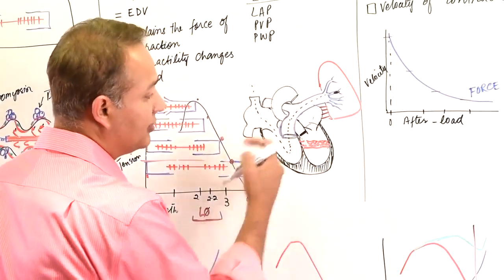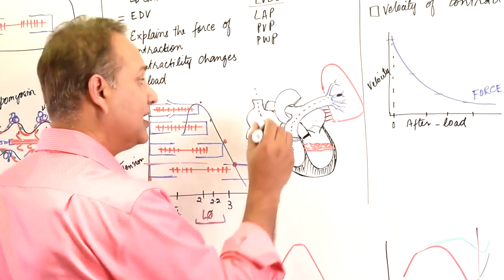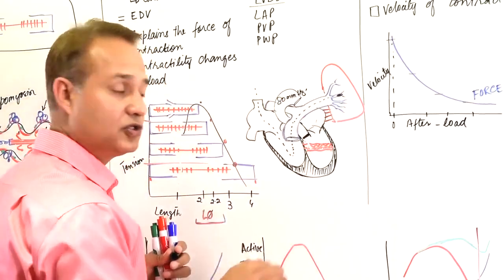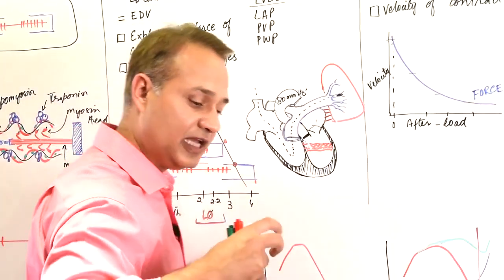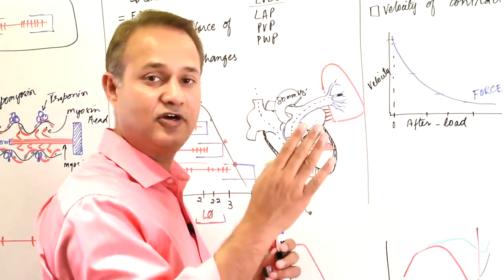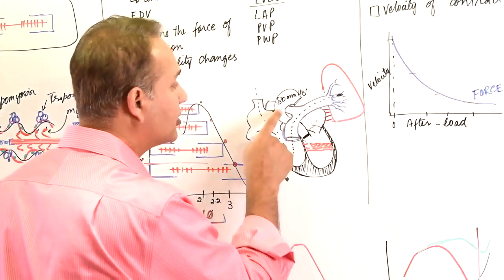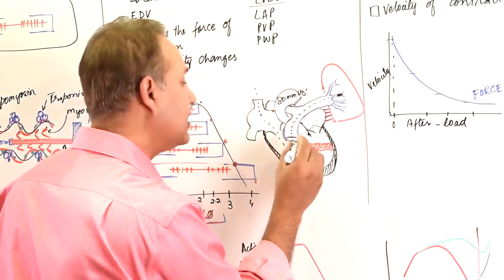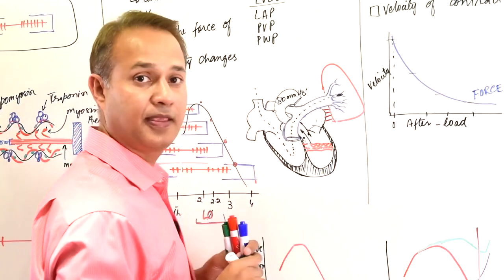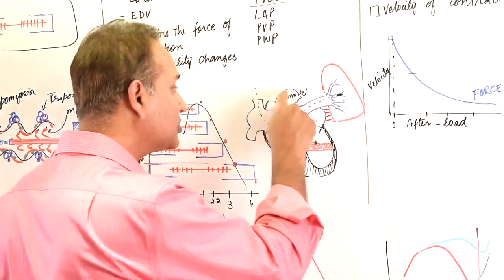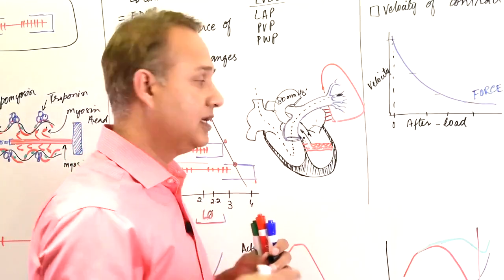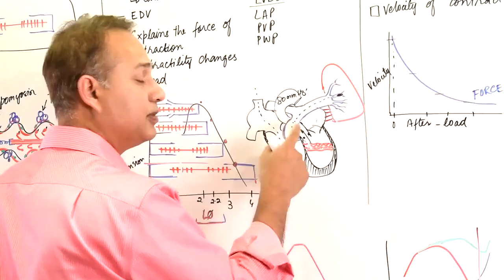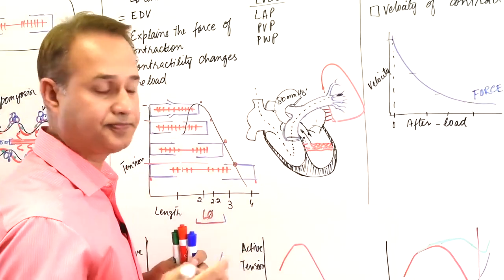So it has to go into the aorta, but aortic pressure is about 80 millimeters of mercury. So now the ventricle has to produce enough force and velocity of contraction that it can overcome the 80 millimeters of mercury pressure and open these valves and push the blood out into the aorta. So that resistance, that pressure here, is called the afterload. How about the right ventricle? What is the afterload for the right ventricle? Of course, the pulmonary artery pressure.